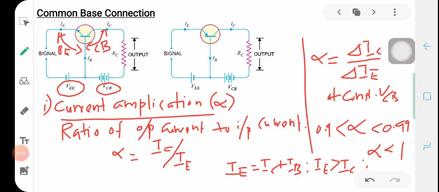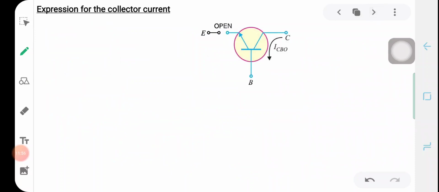Now another important quantity regarding a transistor connection is the expression for the collector current. So let's see what the expression for the collector current is. We know that this collector current is usually provided by the emitter current, and also, since the collector is reverse biased, there is a leakage current flowing through the collector due to the minority carriers.